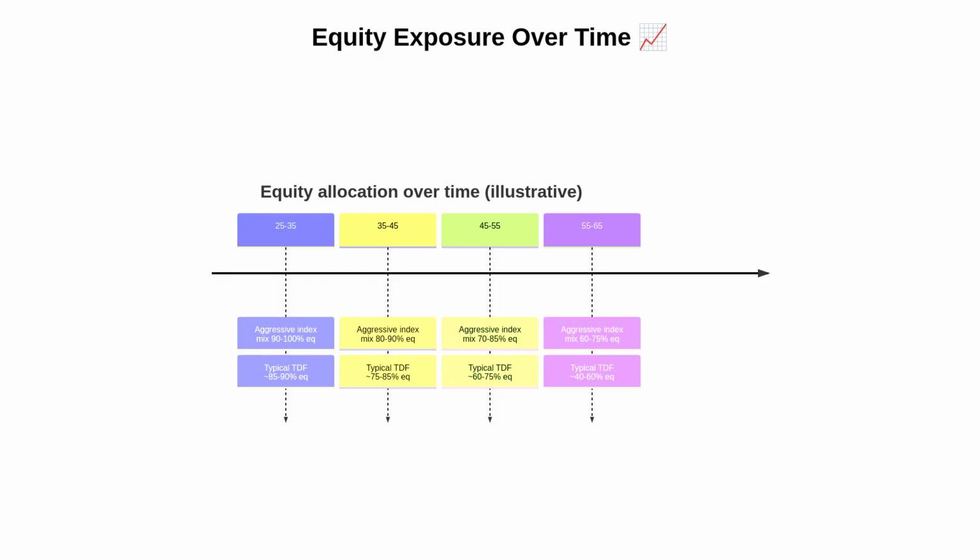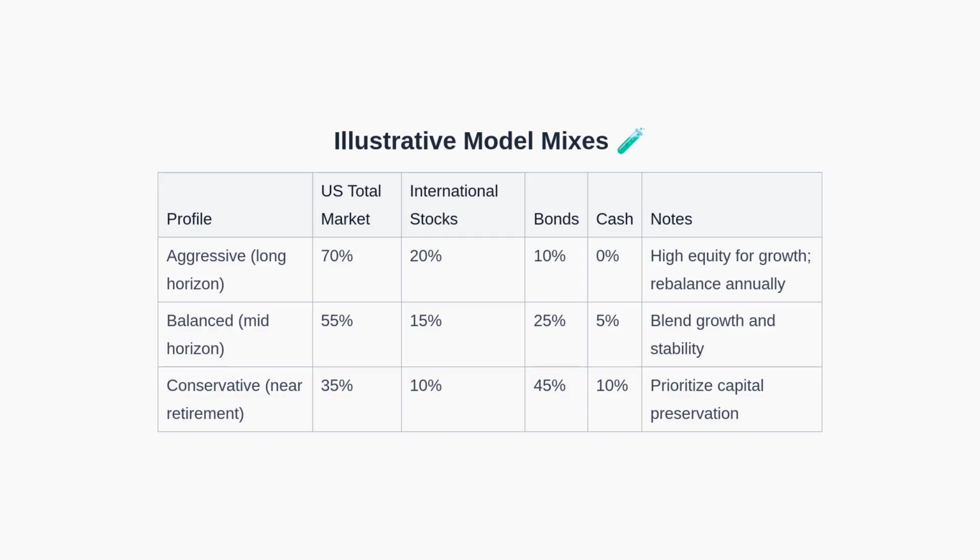The key takeaway is that small differences in equity exposure, especially early, can compound into large differences in outcomes over time. Of course, the right path depends on your risk tolerance and circumstances. Here are 3 illustrative allocations.